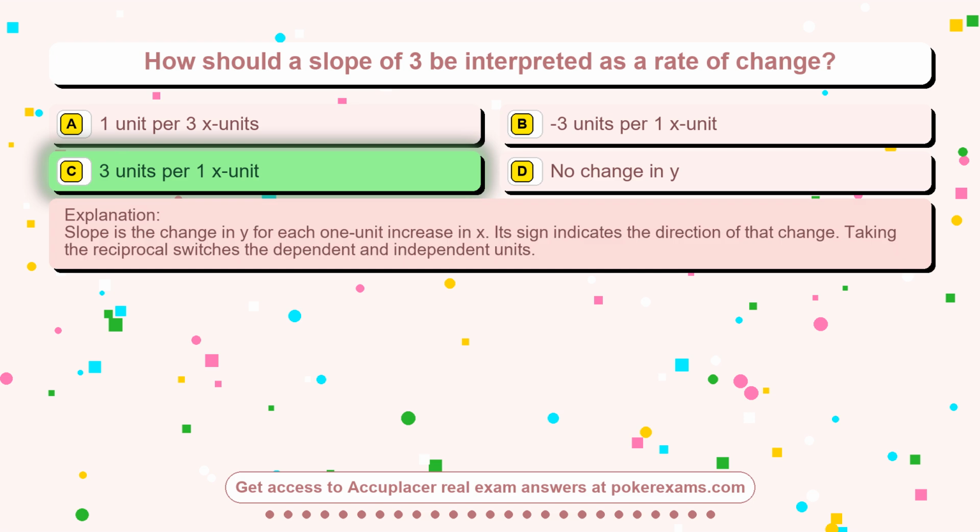Slope is the change in y for each 1-unit increase in x. Its sign indicates the direction of that change. Taking the reciprocal switches the dependent and independent units.